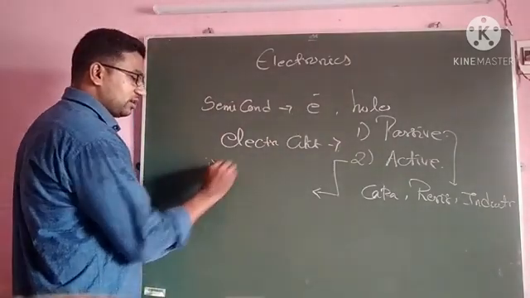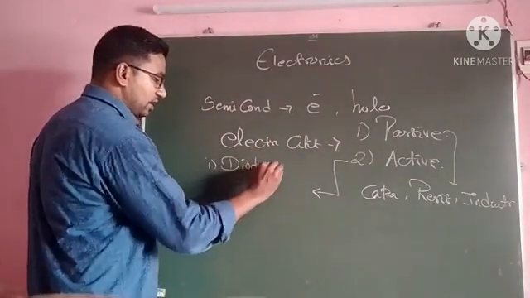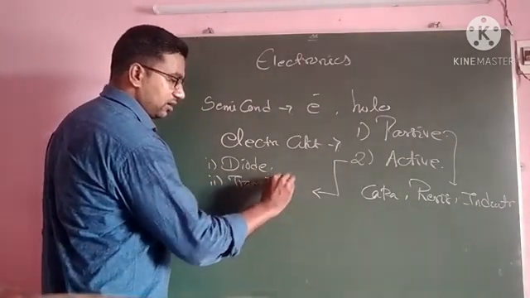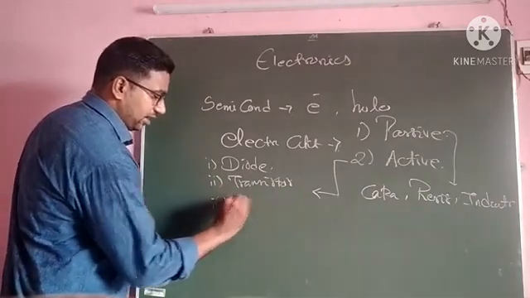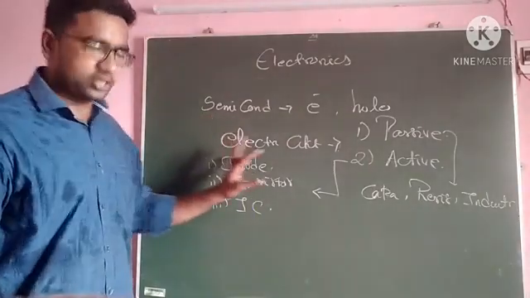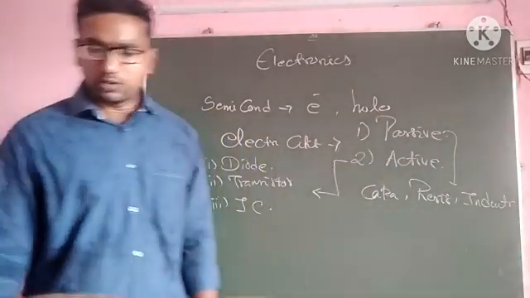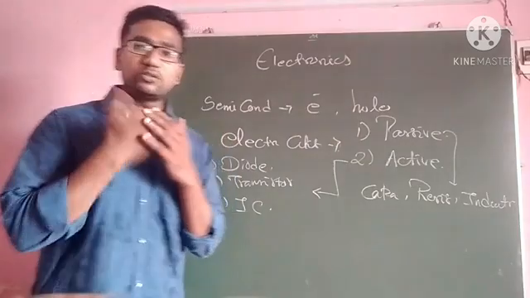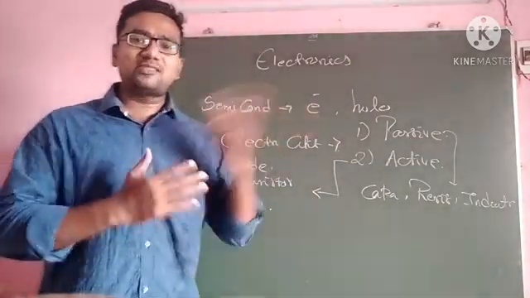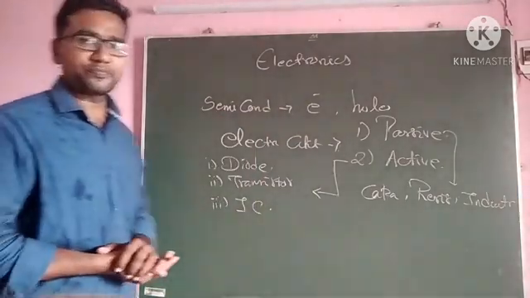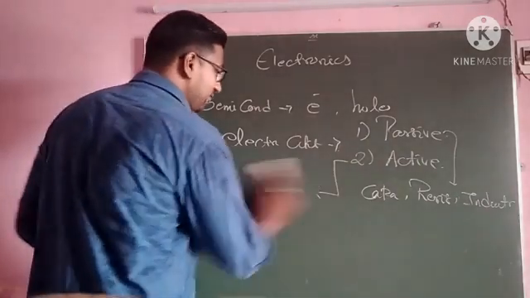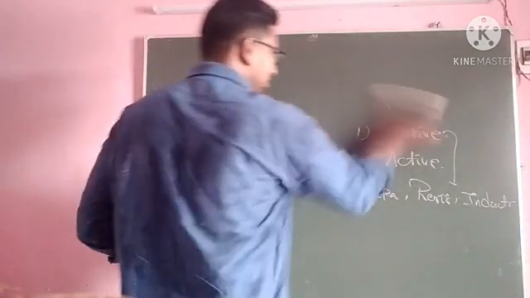So the first one is diode, and then triode is nothing but transistor, and then integrated circuits, ICs. These are all the components used as active components. So in this session we are going to know the working and phenomenon of diode, transistor and integrated circuits. And before that, we should know the energy levels and energy bands of semiconductors.